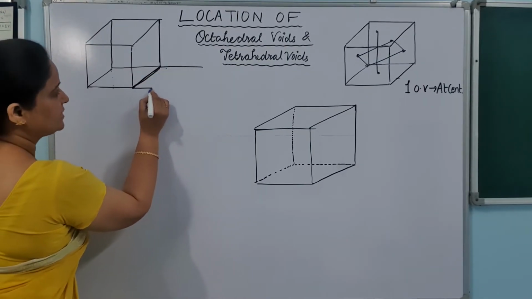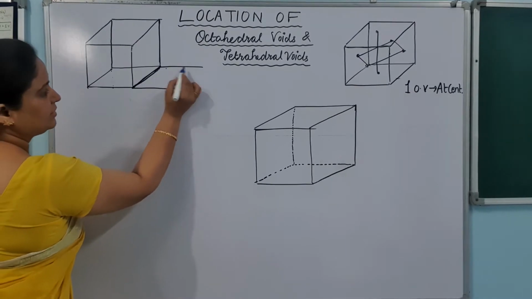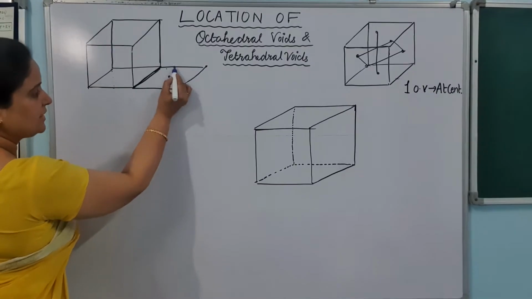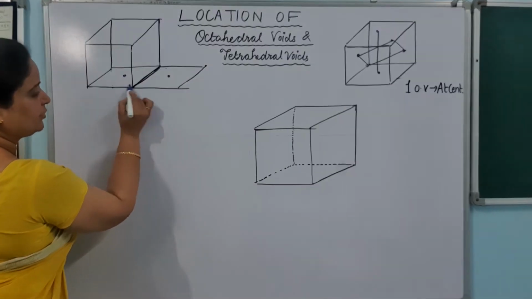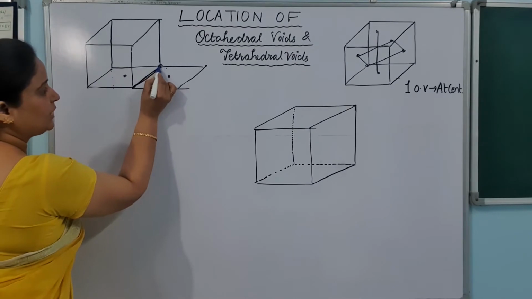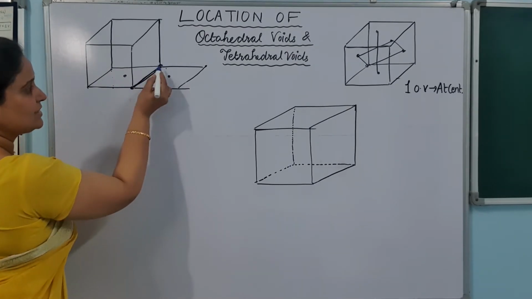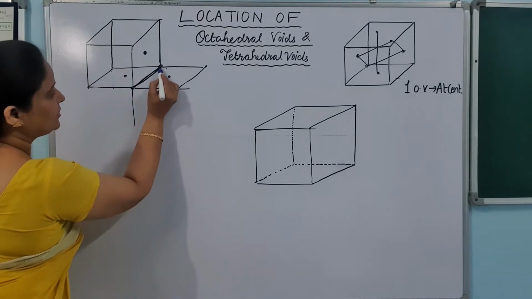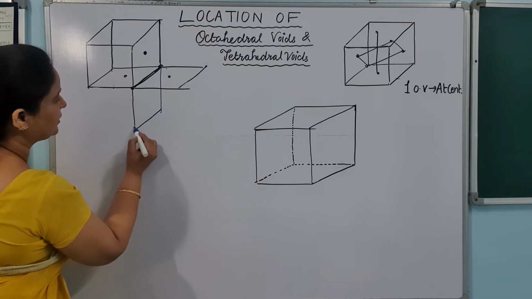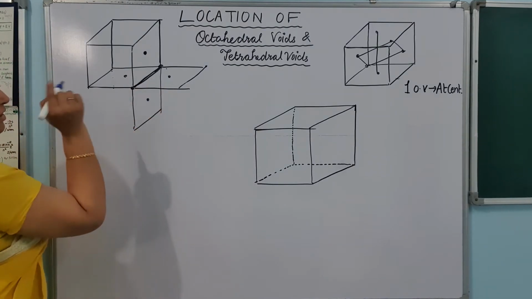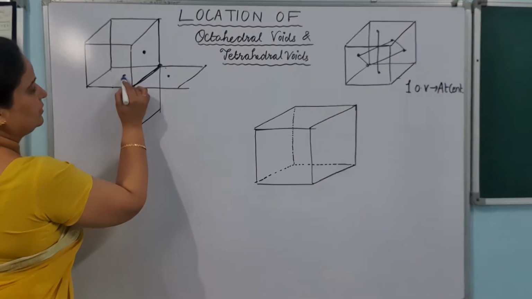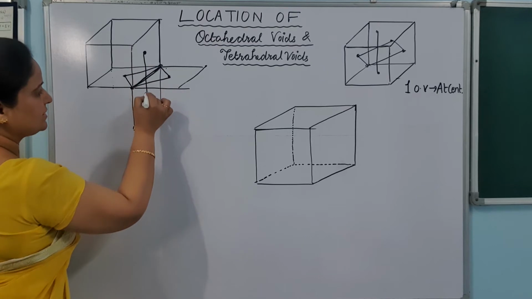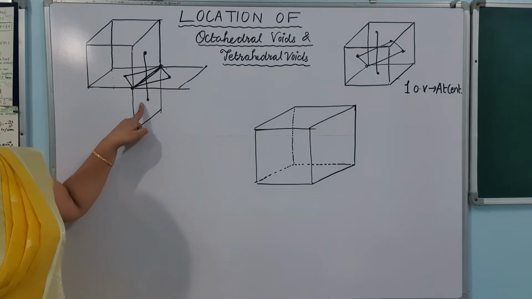I am going to expand this unit cell, because this will be the center of this particular face, and this will be the center of this particular face. Okay, and this will be one atom at the corner side, the center of this face, and downside also there will be one face now. So this is the center of this face. Now can you see here, this and this we are connecting, and this is the octahedral void present at the edge.